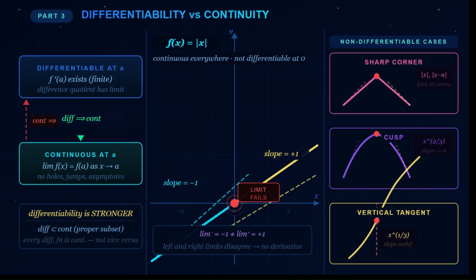There are no holes, jumps, or asymptotes. But at x equals 0, the graph has a sharp corner. Coming from the left, the slope appears to be negative 1. Coming from the right, the slope is positive 1. The left-hand and right-hand limits of the difference quotient disagree, so the limit does not exist. The function is continuous at 0, but not differentiable there. Sharp corners, cusps, and vertical tangents are the classic examples of where continuity holds, but differentiability fails.